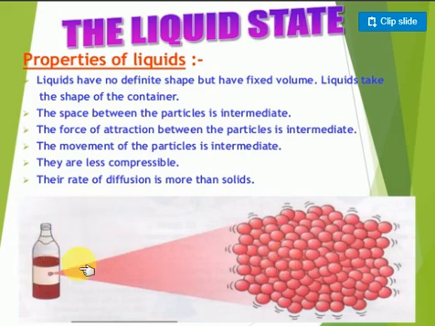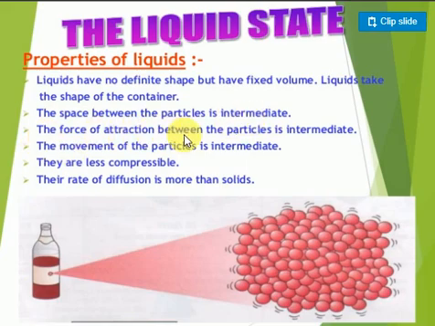You place it in one beaker, it looks like the beaker. You place it in the glass, it looks like the glass only. So it doesn't have any particular shape; it takes the shape of the container we use. The space between the particles is intermediate only. The force is not very strong, not very weak.